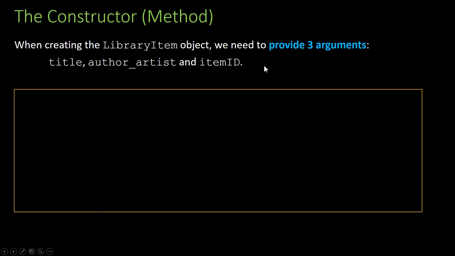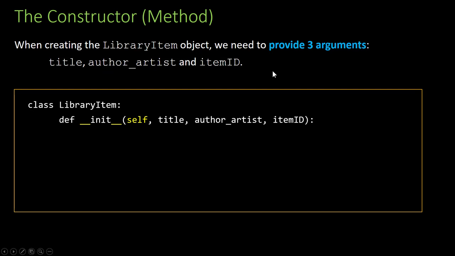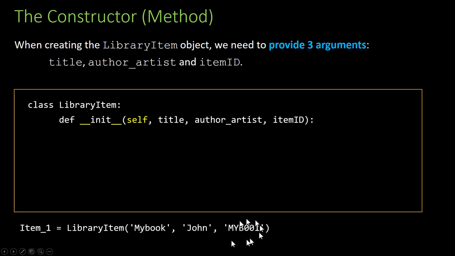When we create the library item, we need to provide three arguments, namely the title, author or artist, and item ID. Please remember that you need to put self as the first parameter. Now, when we instantiate, when we create item 1 as an instance of this library item object, you need to provide the title, the author, and also the item ID, which is probably the ISBN or any ID.